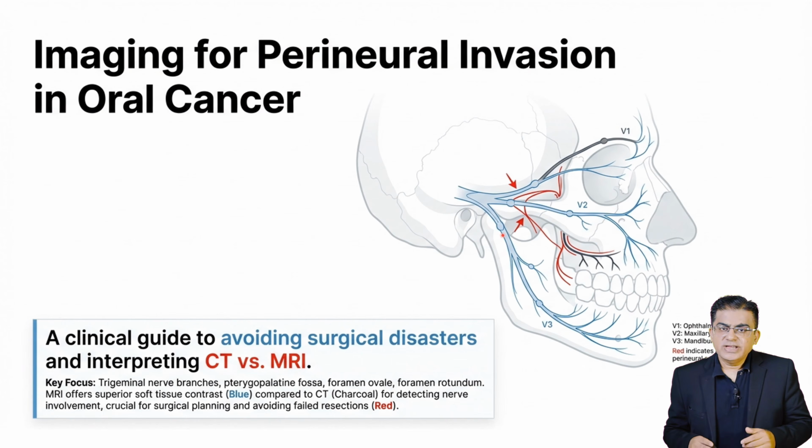See, you cannot see these nerves with your naked eyes in the OT. You have to catch this perineural invasion on the pre-op scan before you even touch the knife. So how exactly do we track down these hidden nerve pathways on our scans? Which sequence do we order? Let us look at that in detail.